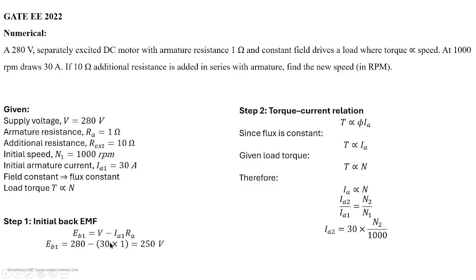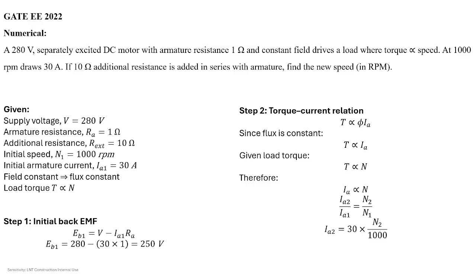Ia1 is 30 ampere and Ra is equal to 1 ohm. So 250 volt Eb1 means the induced EMF Eb1 is equal to 250 volt. With the help of, and one of the very popular formulas, that torque T is equal to K phi Ia, where K is the constant, phi is the flux and Ia is the armature current.